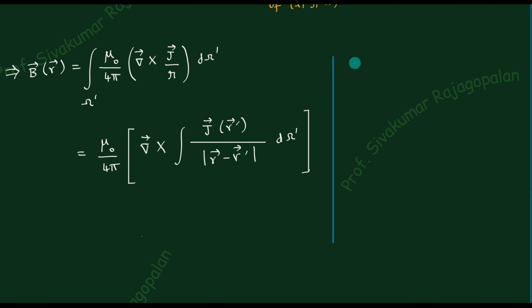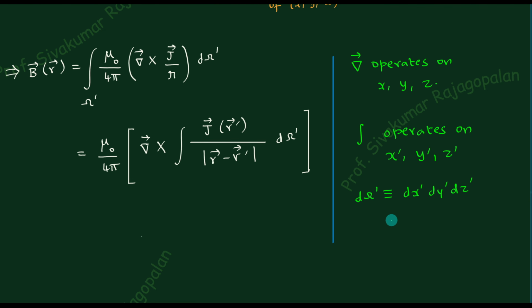So why we are able to do this kind of interchanging is because the del operates only on x, y, z variables, whereas the integral operator operates on x prime, y prime, z prime. And of course, d omega prime means all primed variables that you know. And therefore, ultimately, this is the point that you'll have to remember. Whether you write it this way or d cube of r, they are all identically the same. Whatever way you write here, that's fine.